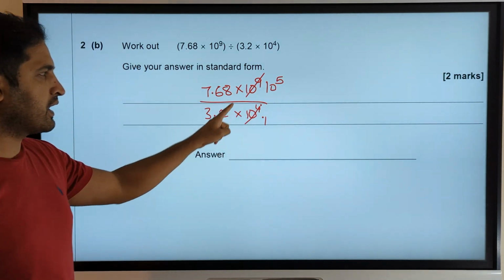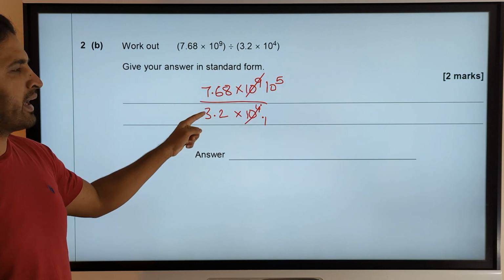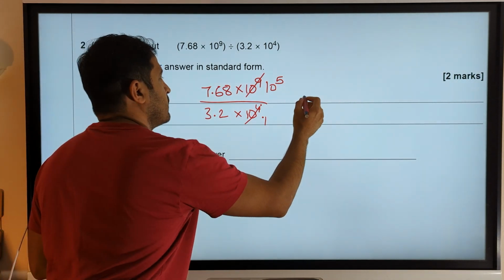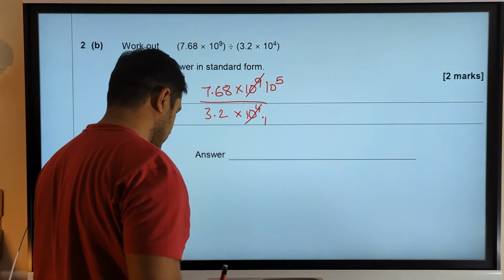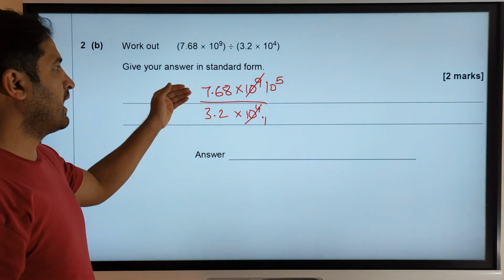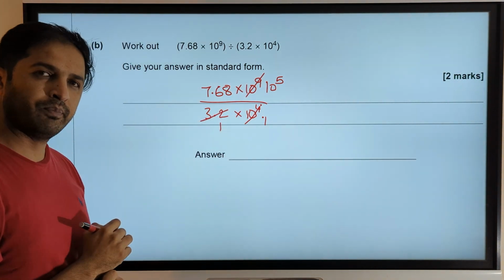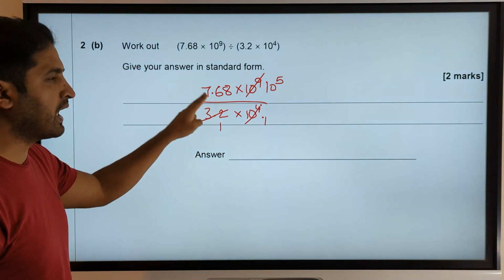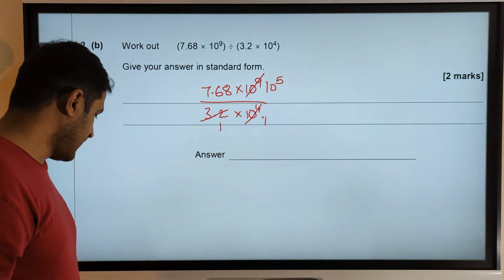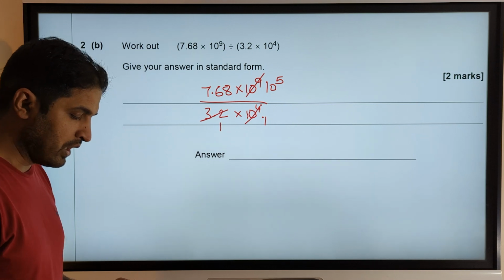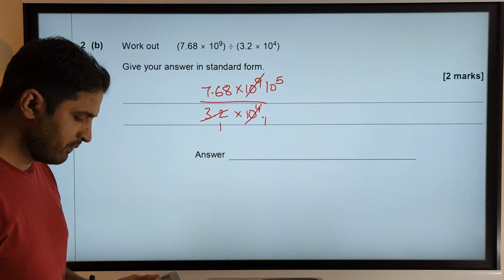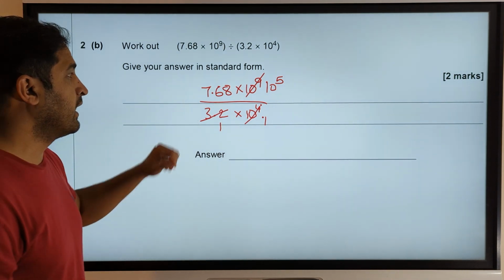Okay, and I can do that as well. Divide top and bottom by 3.2. So then you do 7.68 divided by 3.2, and 3.2 divided by 3.2, you're left with 1. So let's see what we get if I divide 7.68 by 3.2. And again, you are allowed to use a calculator. We get 2.4.